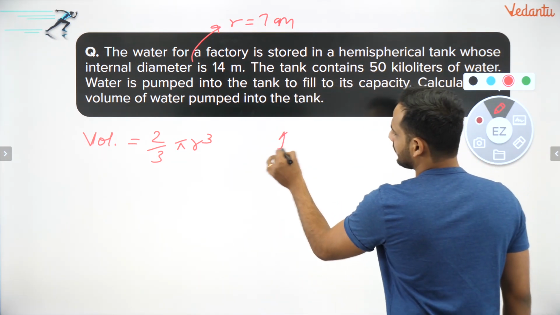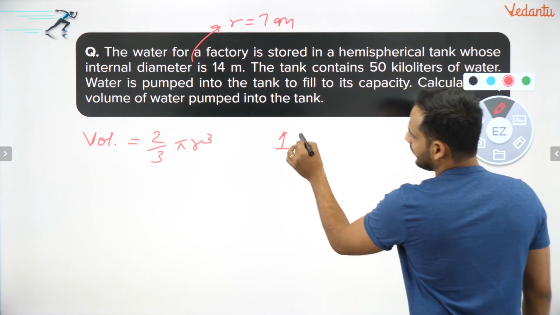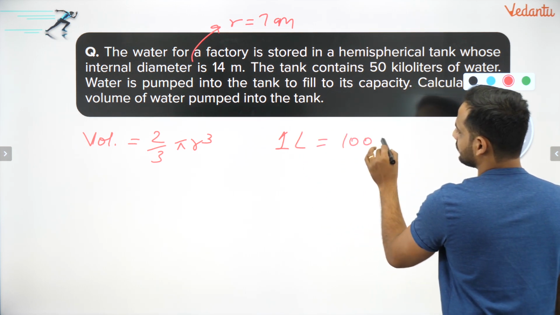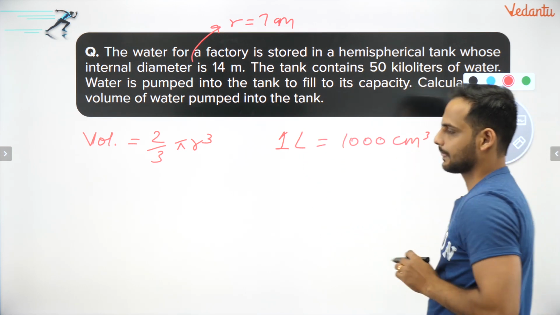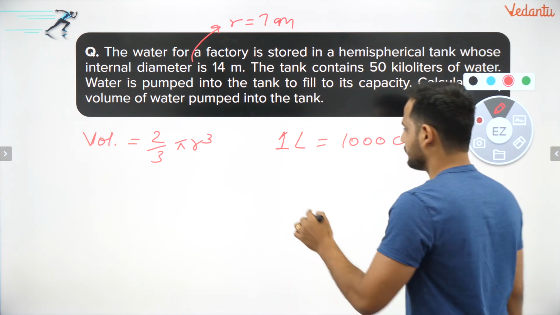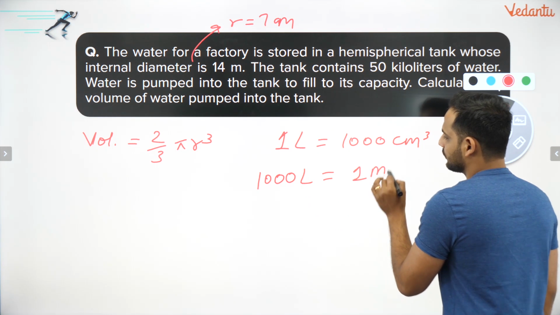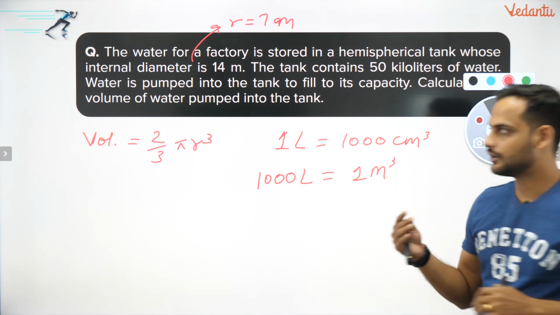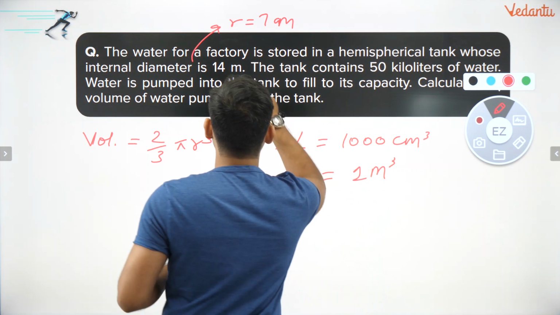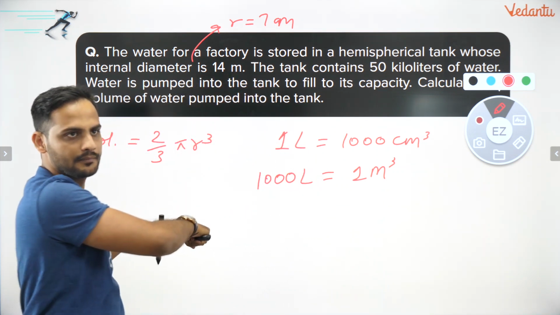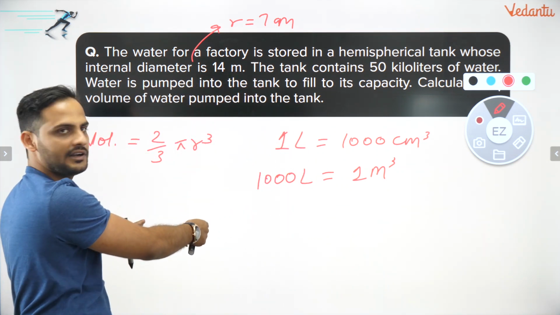So bacho, if you remember in the last question, we have done that 1 liter is equal to 1000 centimeter cube. That conversion I have told you. Now one more conversion is there, that 1000 liter is equal to 1 meter cube. So these are the two conversions which you need to require for the water. So now here you will be getting this volume in the meter cube, right?